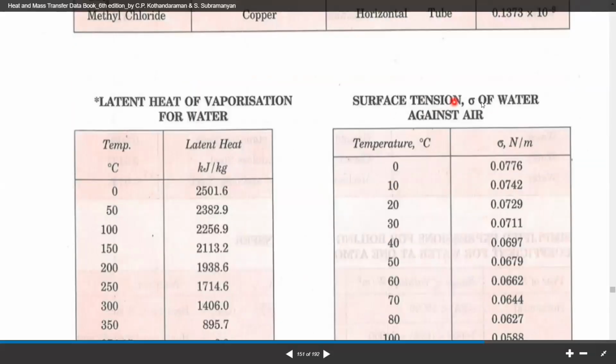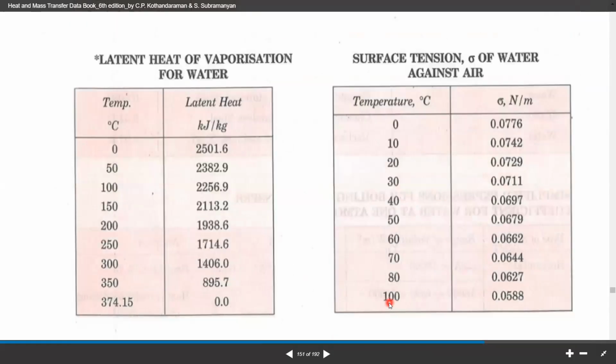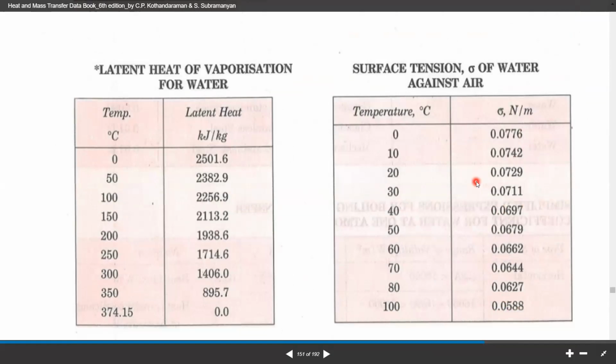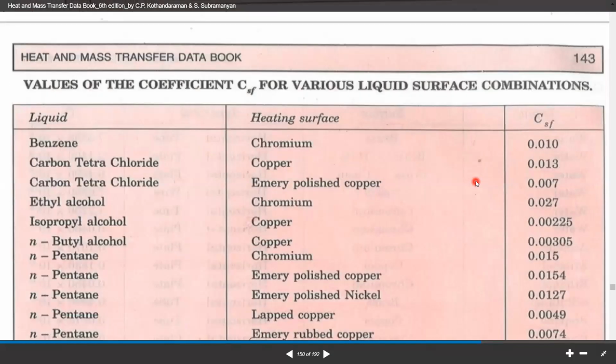Yes, surface tension sigma for water against air. The temperature is 100 degrees centigrade. So sigma equals 0.0588 Newton per meter. Extracting the values is very important.